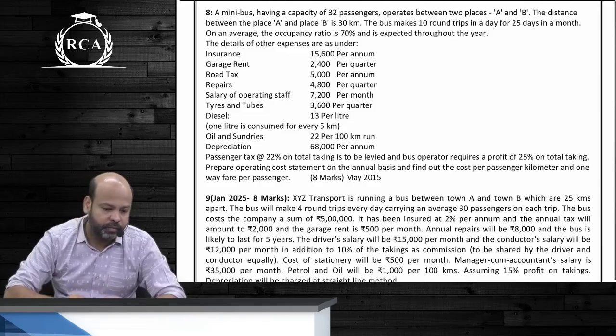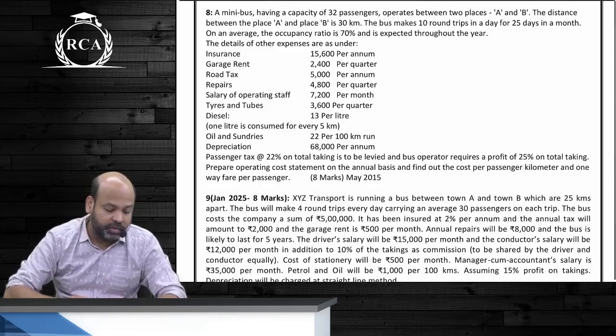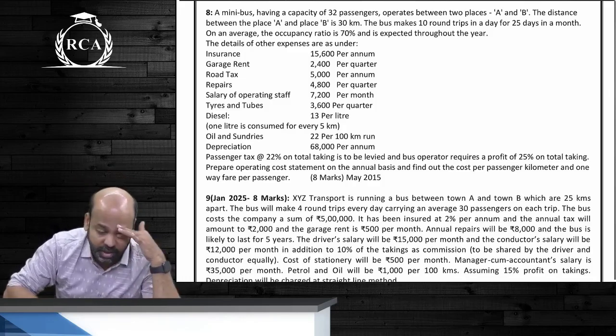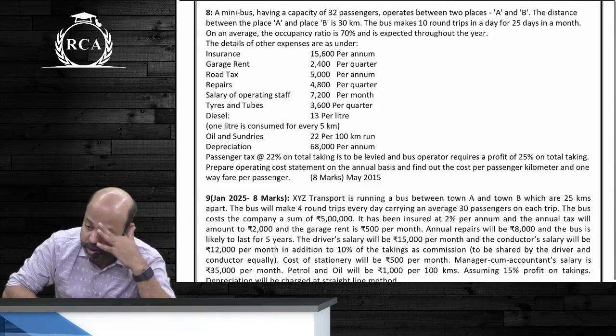Now start. First, you will compute total distance traveled. Remember, you have to do it on an annual basis. So compute total distance traveled in a year. Compute total number of passenger kilometers in a year.